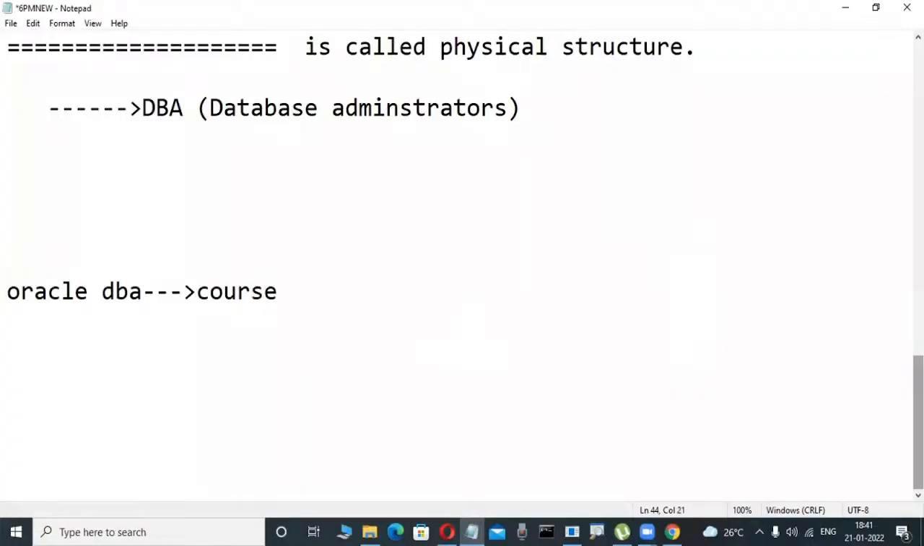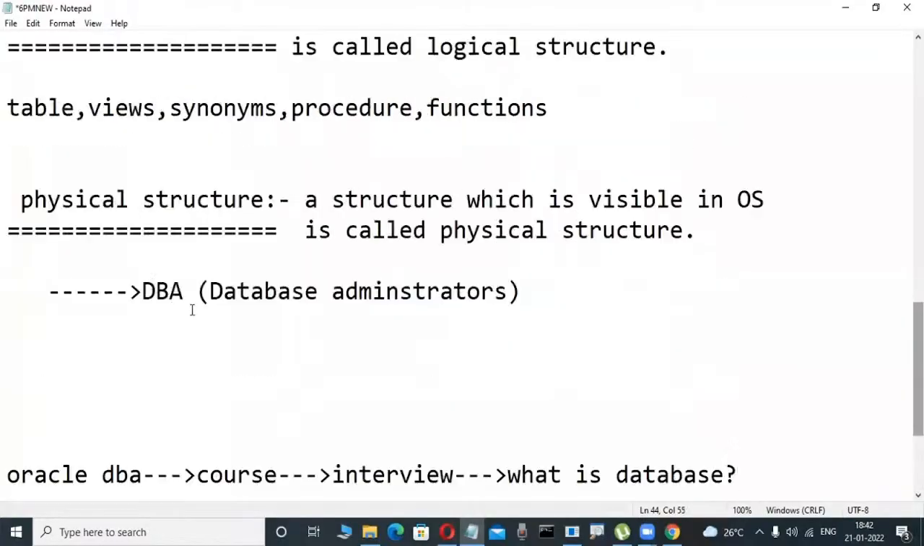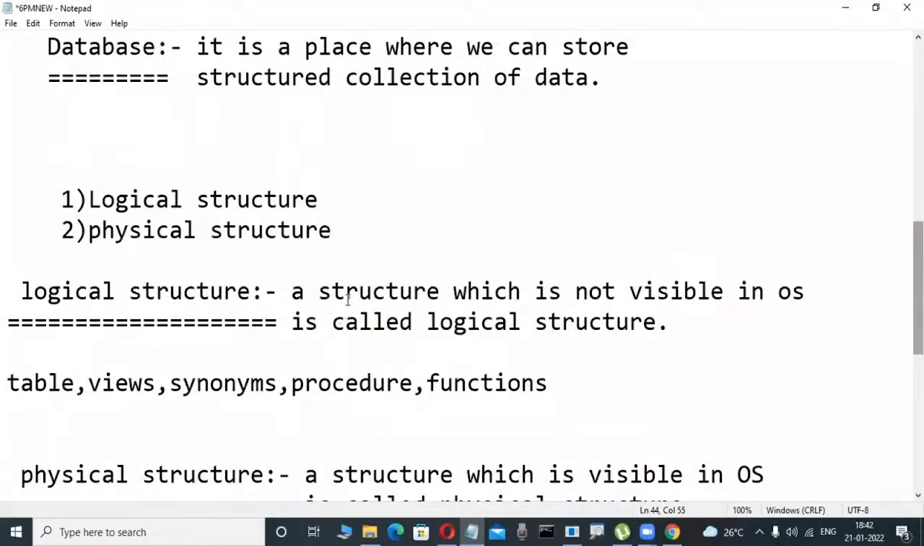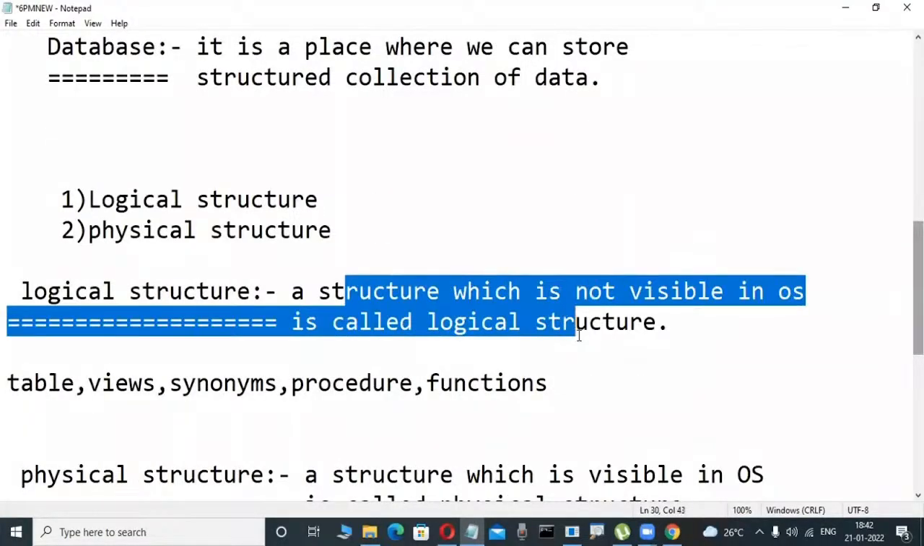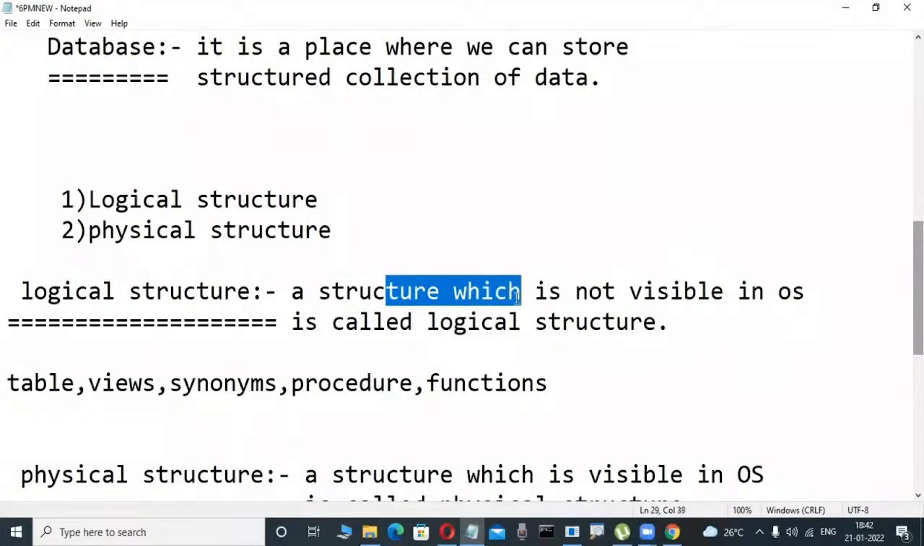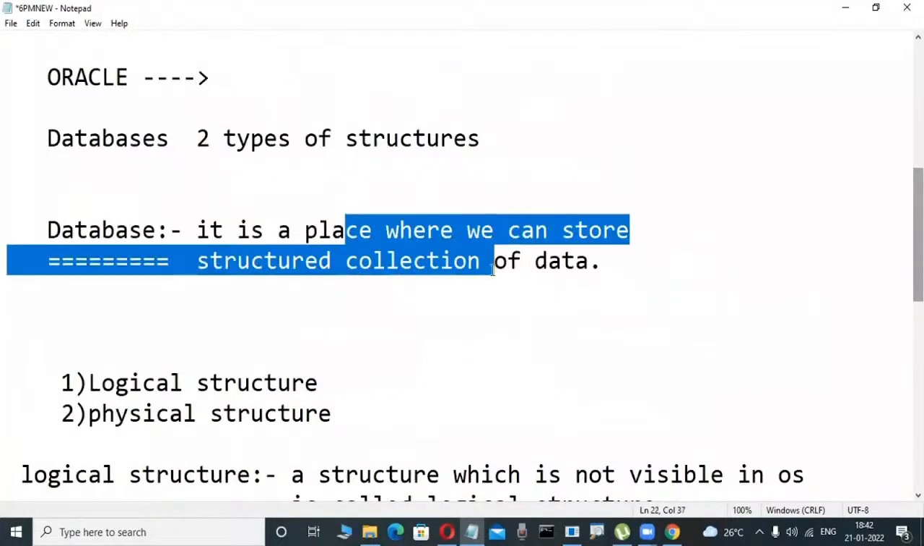Whenever I'm applying for an Oracle DBA job, I'm attending an interview. Roughly, my interviewer asks, what is a database? Whenever they ask what is a database, if I say it is bookish knowledge, a structured collection of interrelated data, a place that stores a structured collection of data, then I'm immediately rejected. Immediately.